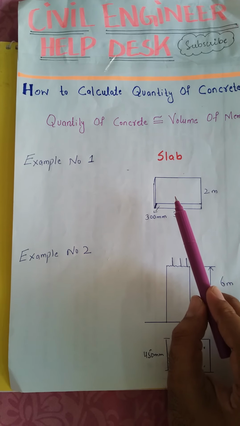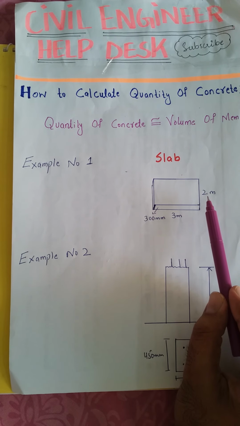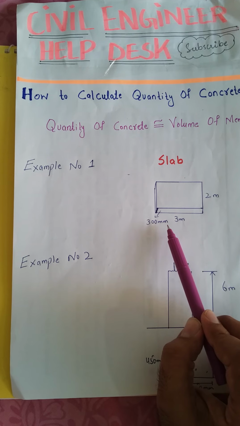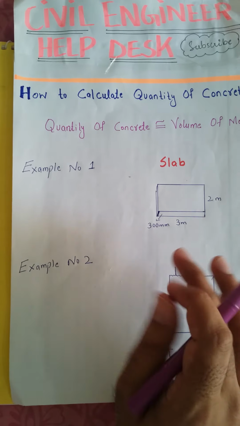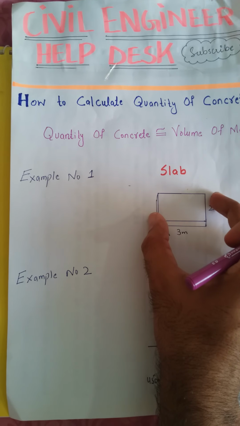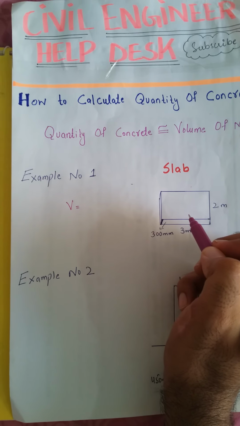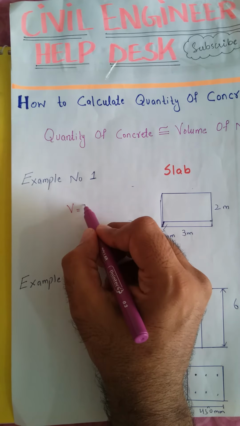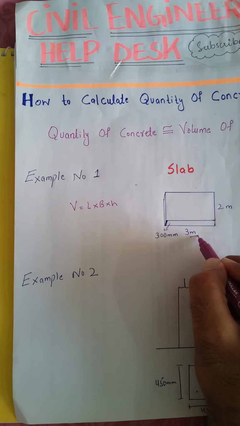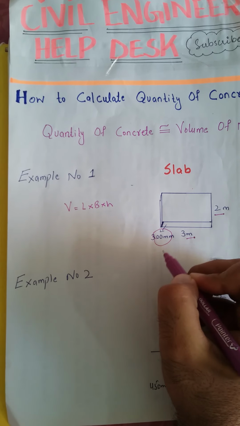Our first example is a slab. Viewers, the length of the slab is 3 meter, the width of the slab is 2 meter, and the thickness is 300 mm. If we want to calculate the volume or quantity of concrete for the slab, it is very easy, because the volume for a slab is length into breadth into height. We have length 3 meter, width or breadth 2 meter, and height 300 mm.